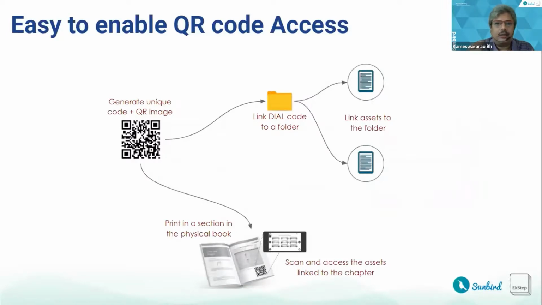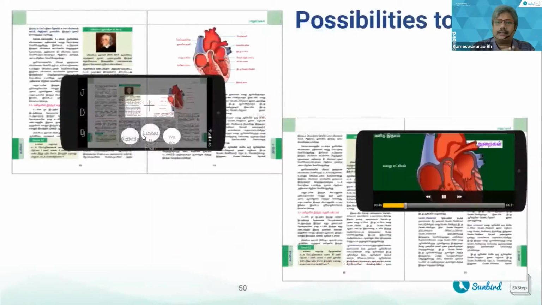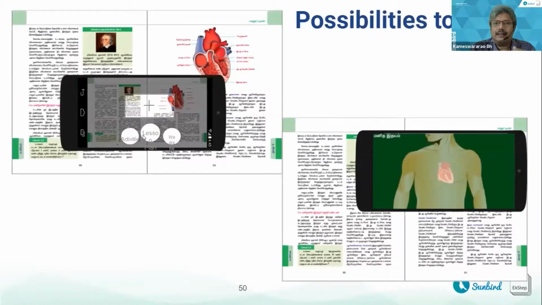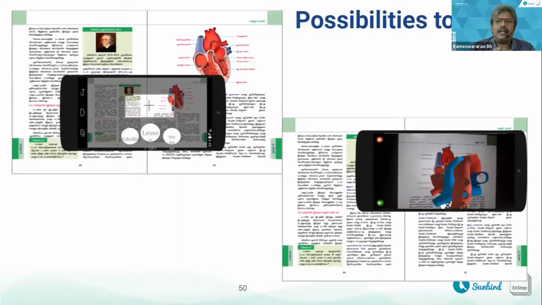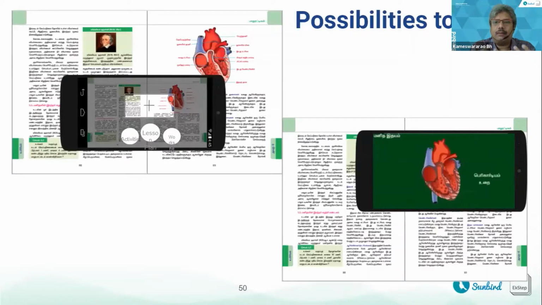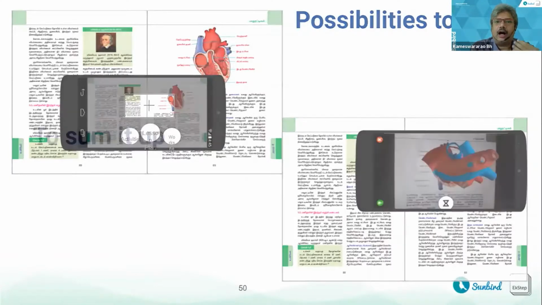So Sunbird provides you a way to do this easily, where you can generate the QR code and a unique ID, what we call a dial code, and link the unique ID to the assets that you have in the system, and then print the QR code and stick it onto the physical entity that you want to access. And this throws up very interesting possibilities, where, for example, you just scan an image, right, and get the 3D visualization of it, right? Imagine, it's only up to the imagination and how you use the tools, right?